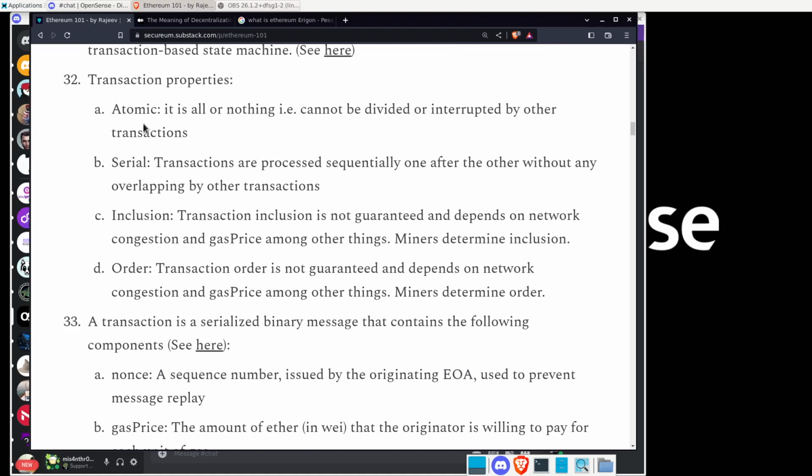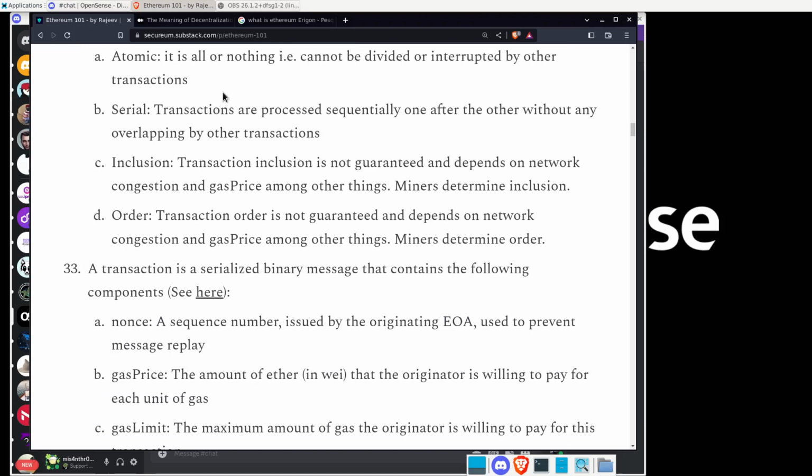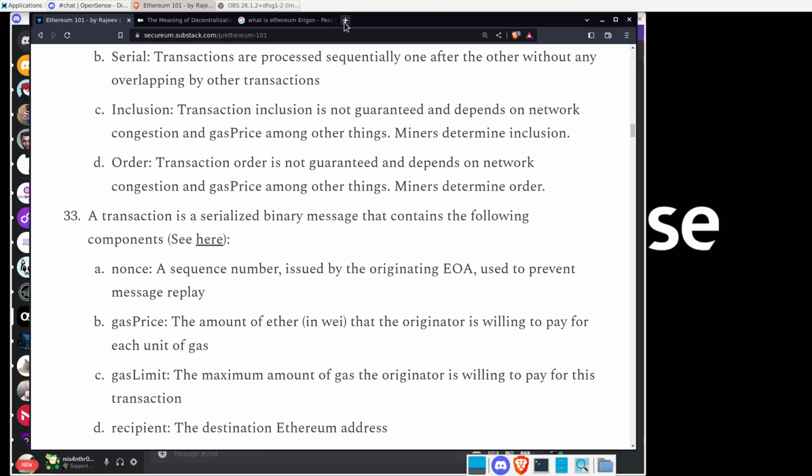Transaction properties. They are atomic. It's all or nothing, cannot be divided, interrupted by other transactions. Serial. They are processed sequentially, one after the other, without any overlapping. Inclusion. Transaction inclusion is not guaranteed, depends on the network congestion and gas price, among other things. Miners determine inclusion. Order. Transaction order is not guaranteed, depends on the network congestion and gas price, among other things. Miners also say the order.